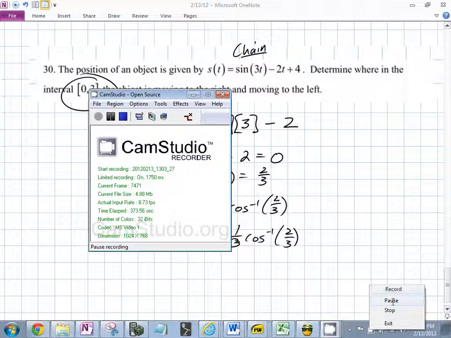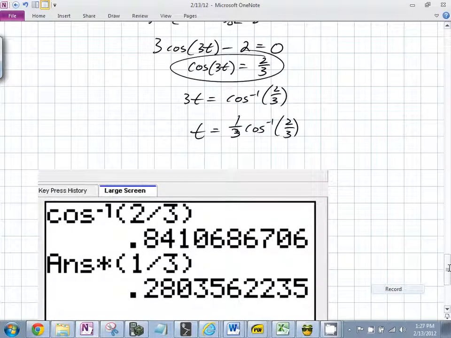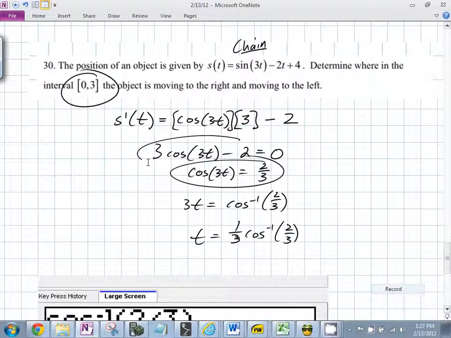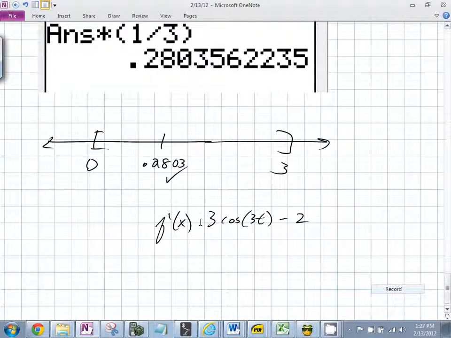So what's a good value for us to test? Well, again, what's our derivative? Let's go look at our derivative. Our derivative is 3 cosine 3t minus 2. That's our derivative. What's a good value to plug into there? 0. Sure, 0's on the edge. It does contain 0. So we can actually plug in 0. That's a really good observation. If you plug in 0, what's cosine of 0? Cosine of 0 is 1. What's 3 minus 2? 1. So this is going to be positive.